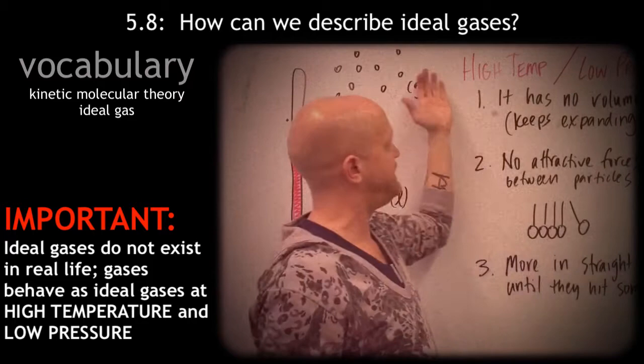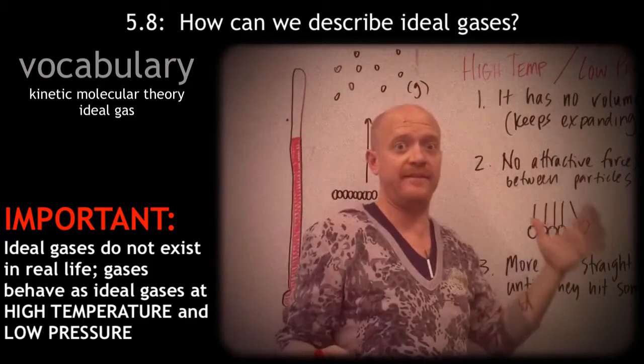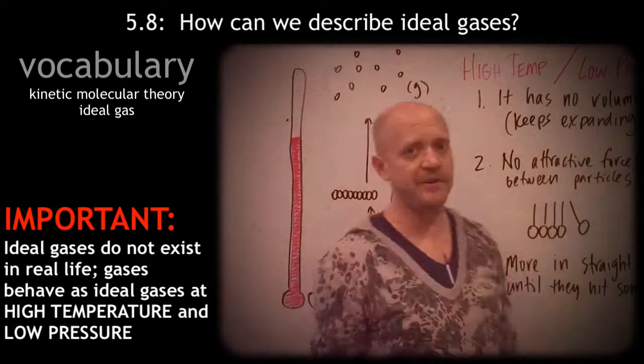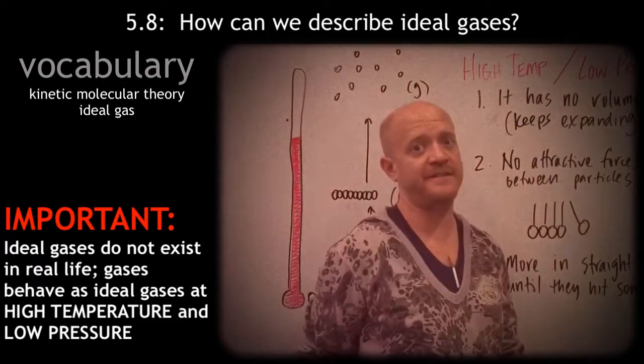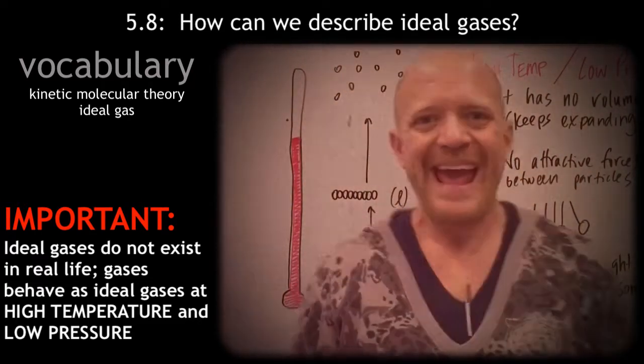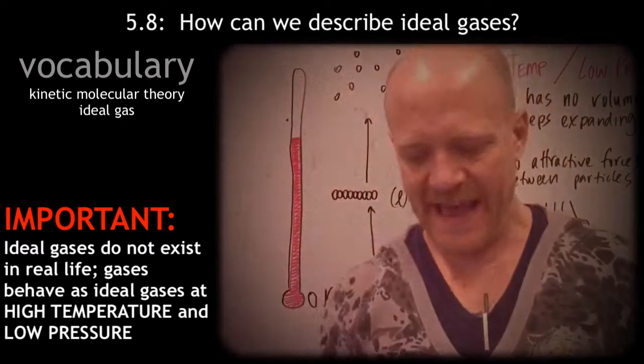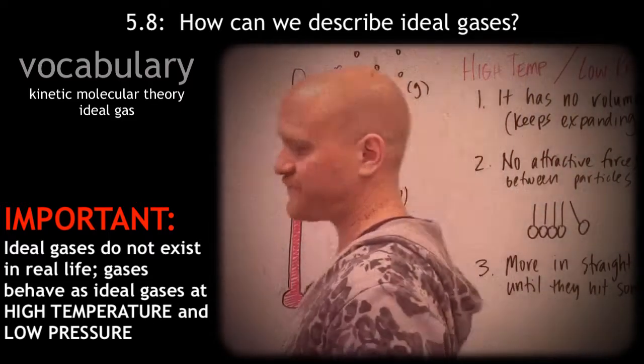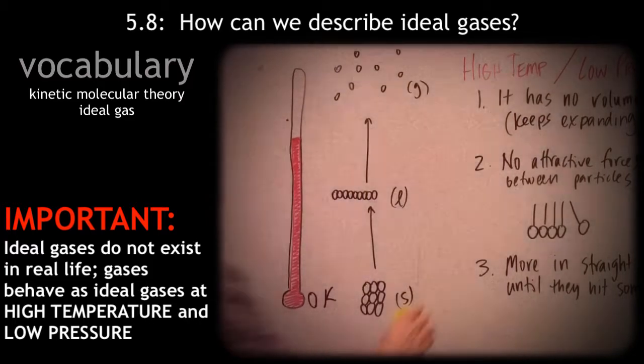So in order to be an ideal gas or behave like an ideal gas, it needs to be under high temperature, low pressure. There's a ton of questions on this. In the practice, there's a ton of them like this on the Regents. Okay?